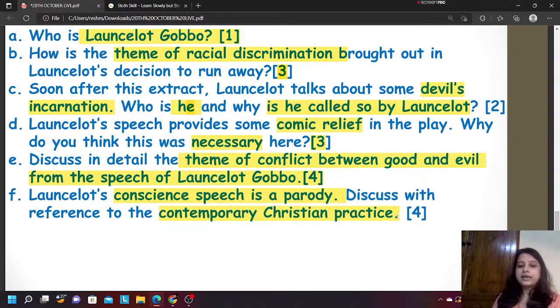That is why he is enacting in his mind that he wants to follow the good conscience, but he cannot, because that way he will be following the wrong person. He will be staying loyal to the wrong person. So that is what we are going to write about this, the conscience speech in terms of Christian practice. He is trying to make fun out of it.